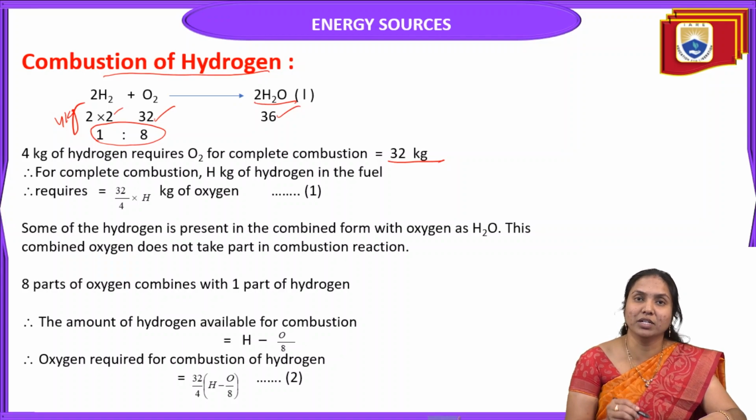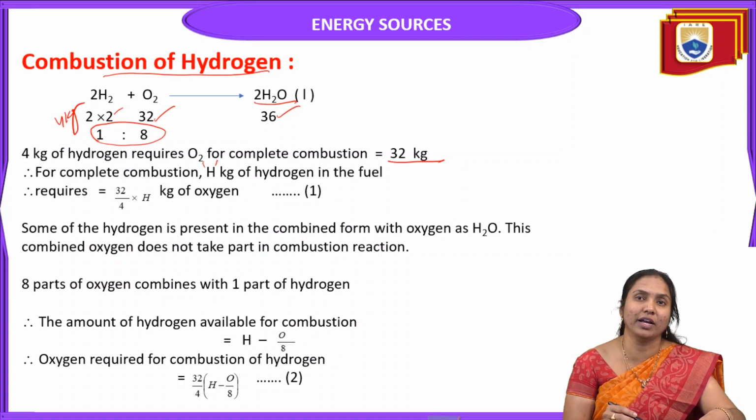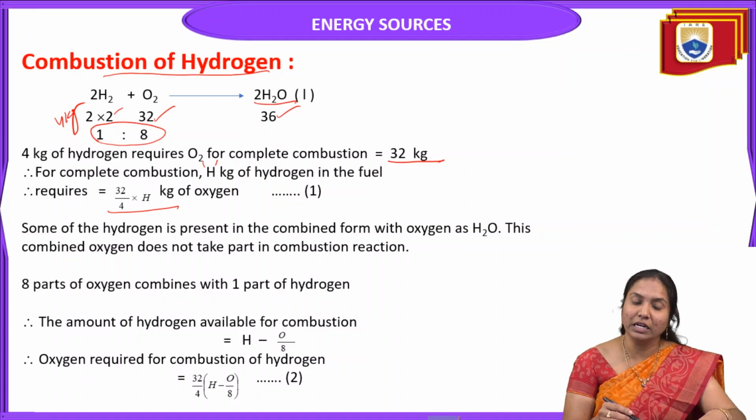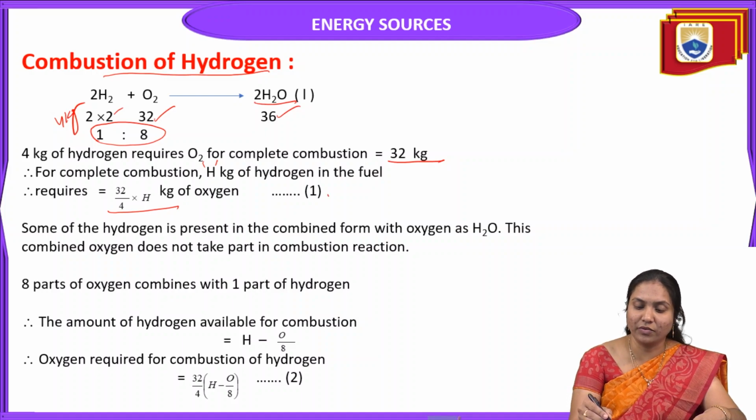So for complete combustion, taking H kgs of hydrogen in the fuel, how much oxygen is required for complete combustion? You can write 32 by 4 into H kgs. This is most important for numerical calculation purposes: how much air or oxygen is required for complete combustion of fuel. If H kgs of hydrogen are in the fuel, the oxygen required is 32 by 4 into H kgs. This is equation number 1.